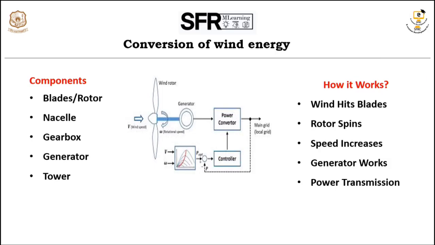In the transmission process, a transformer plays a vital role. You know that there are many types of transformer, the step-up transformer and step-down transformer. The transformer steps up the voltage for efficient long distance transmission through the electrical grid. So these are the components and the process involved in how wind energy is converted into electrical energy.